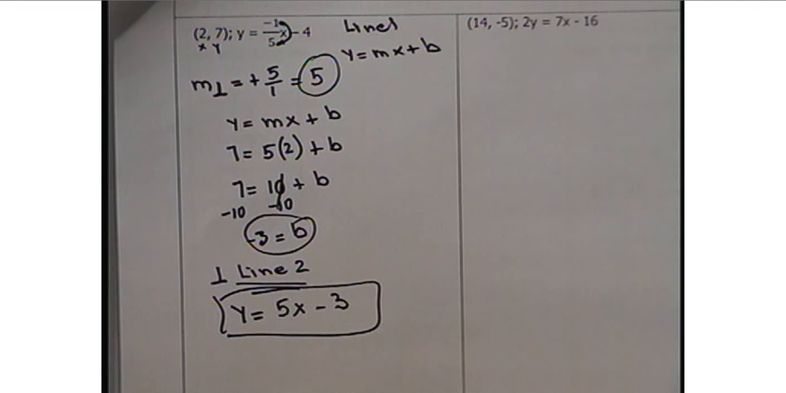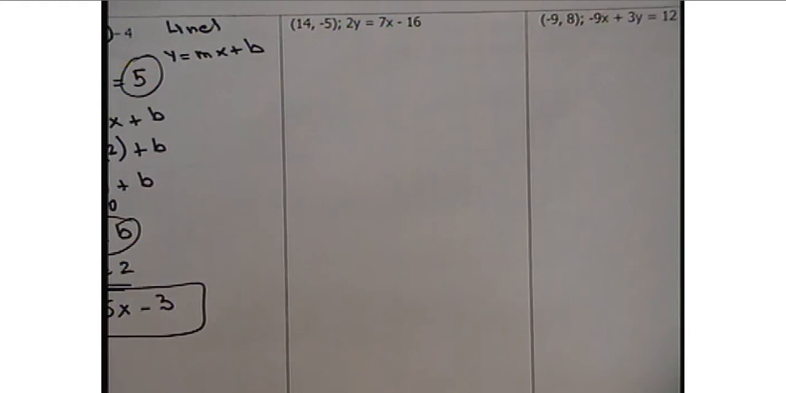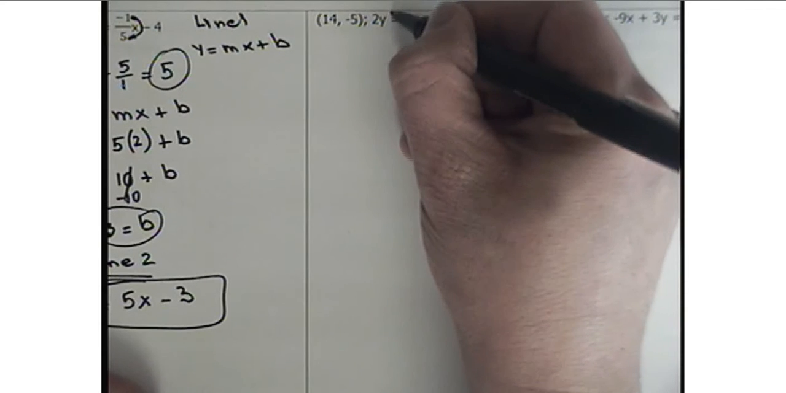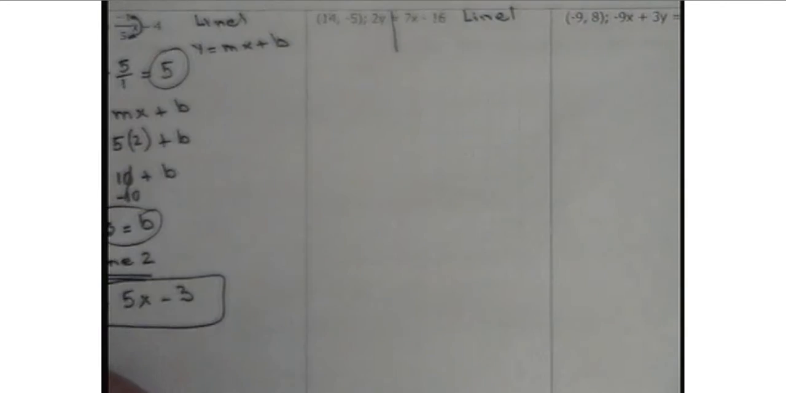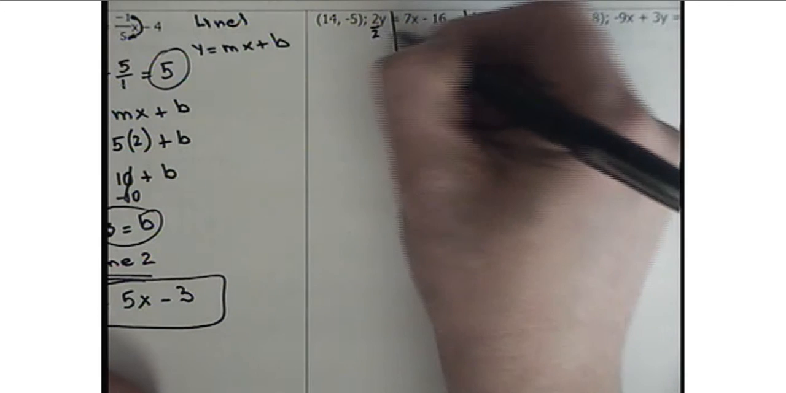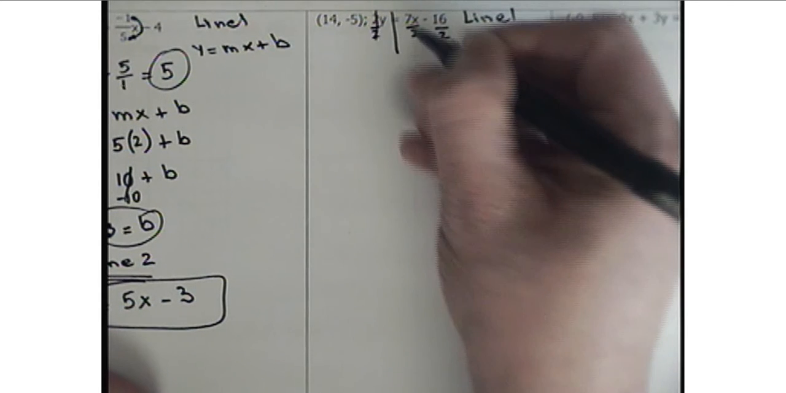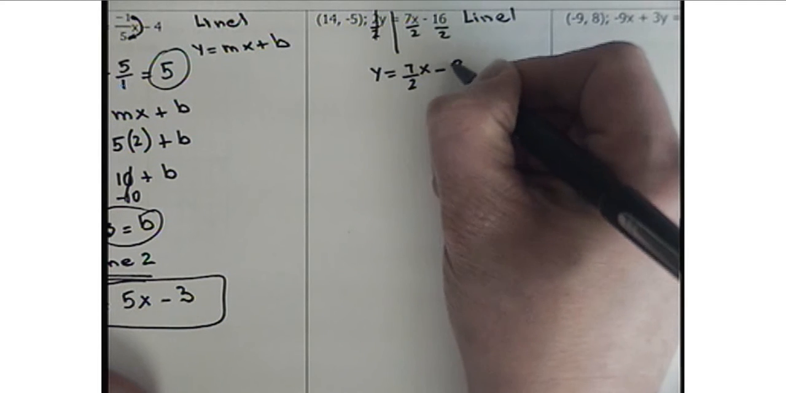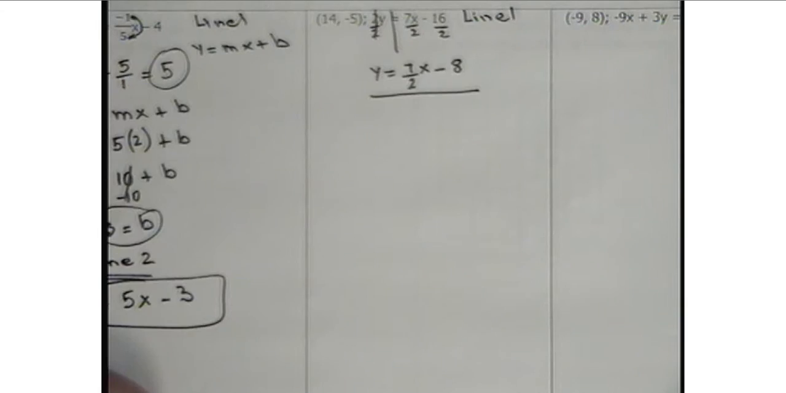All right. Next example, number 2, that again is line 1. Well, the equation is not in y form, so we've got to solve it, which means we will divide each one of those by 2. So y is 7 over 2 x minus 8. This is still the line 1 equation.